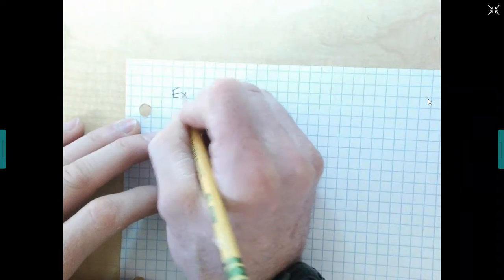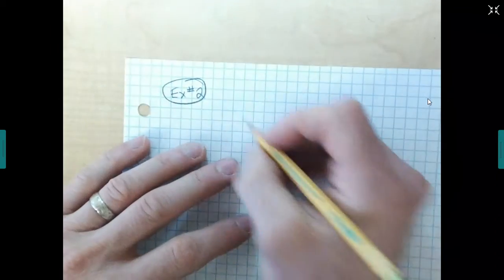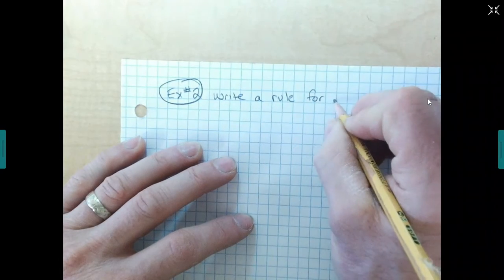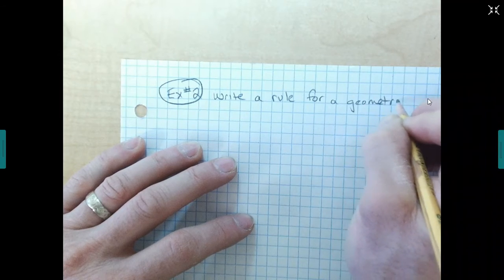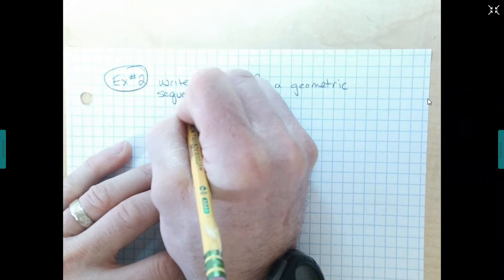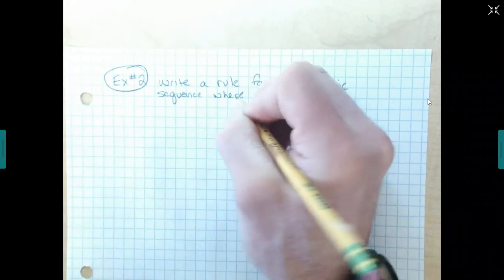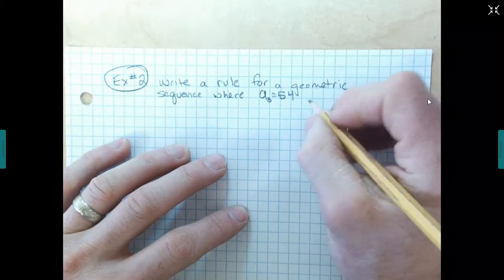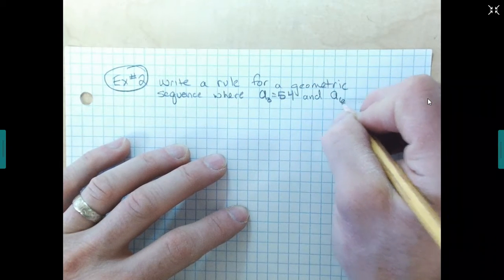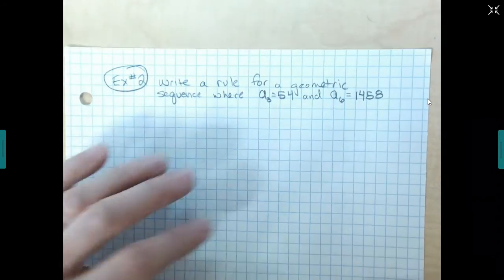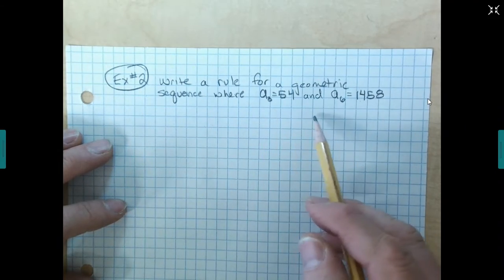All right, example number 2. Write a rule for a geometric sequence where a_3 equals 54 and a_6 equals 1458. Okay, you notice we don't have our first term.